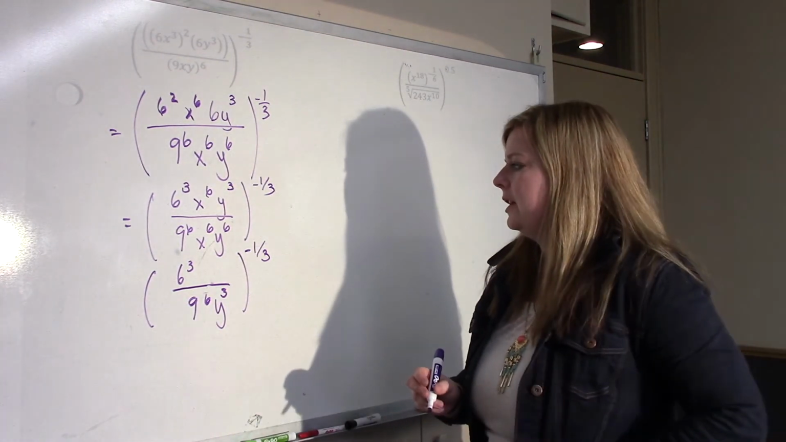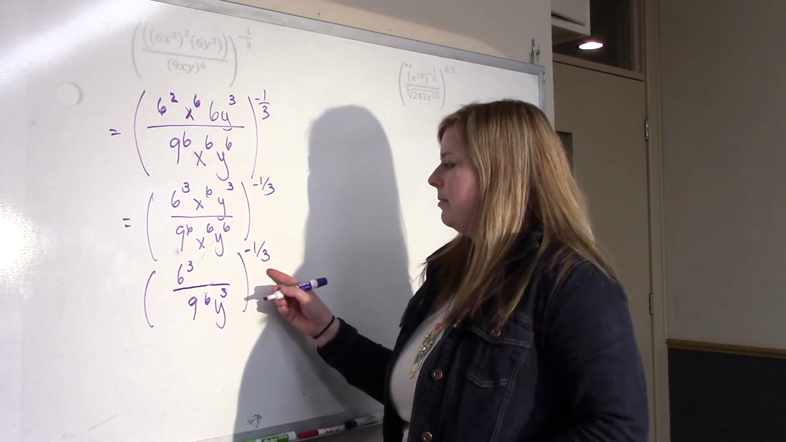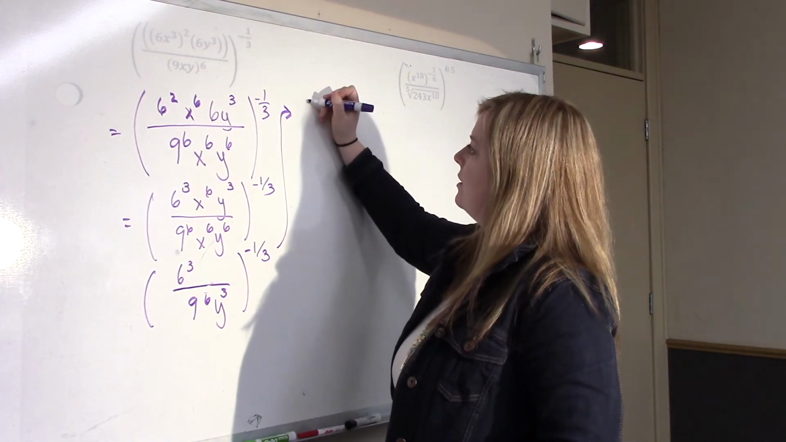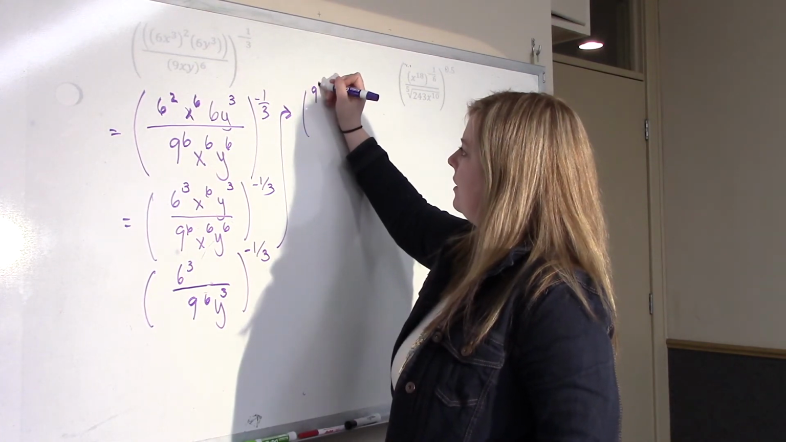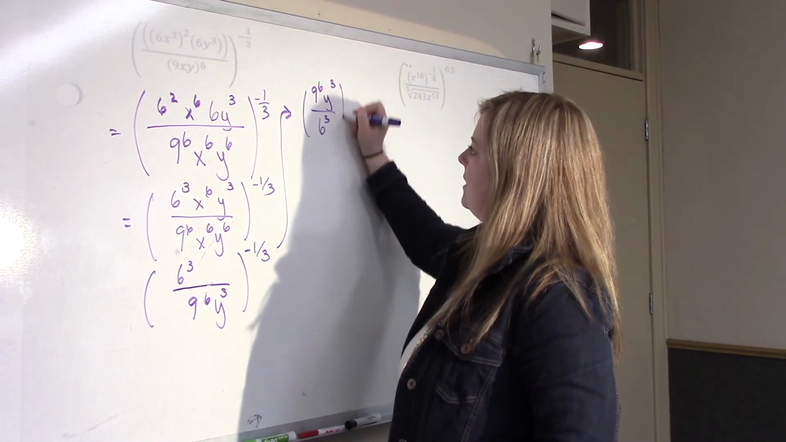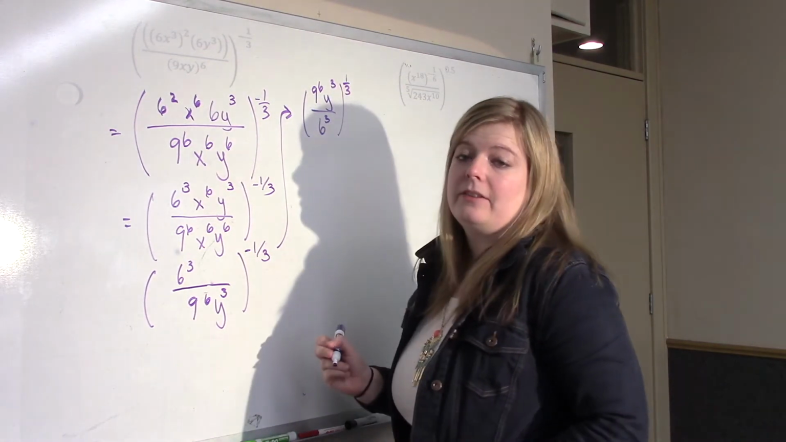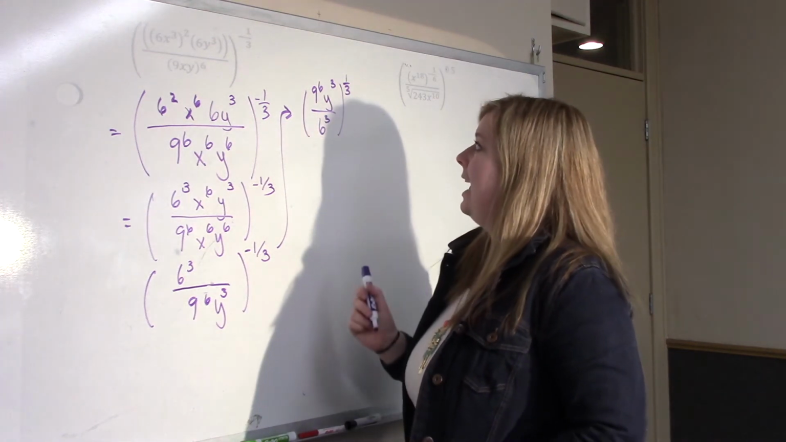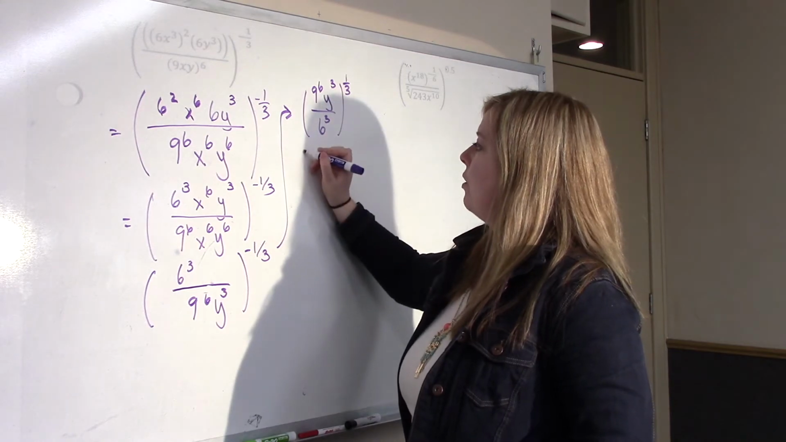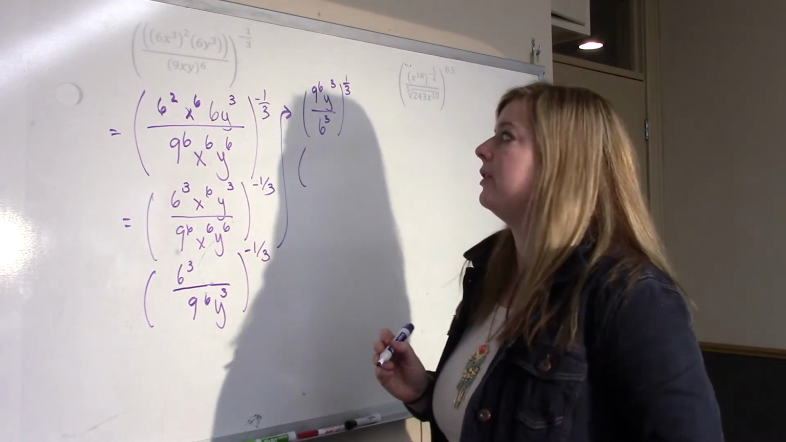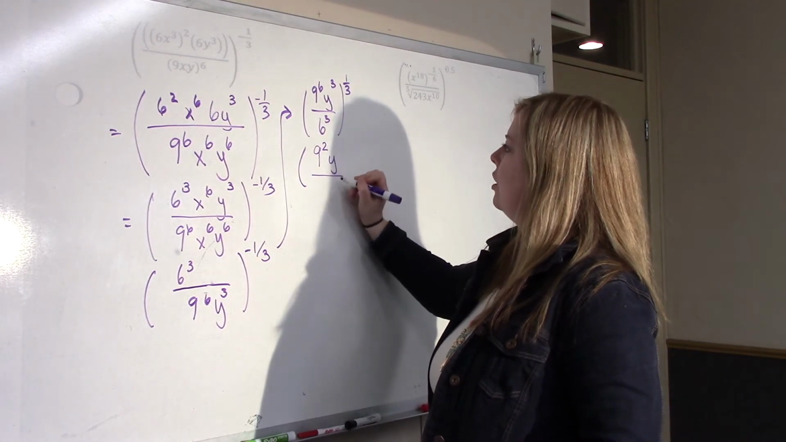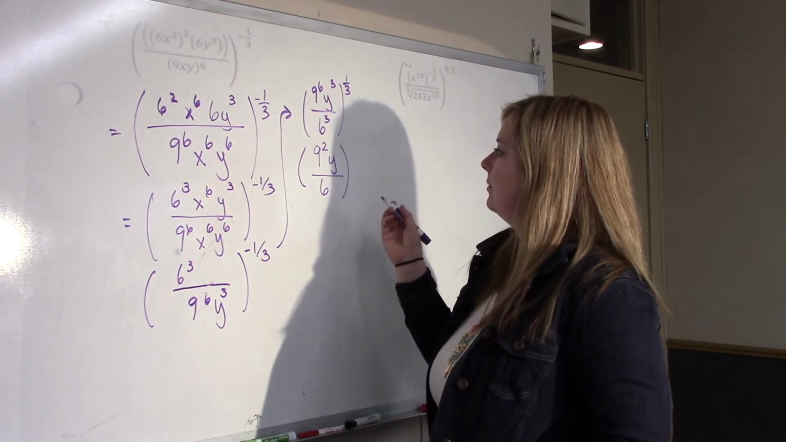So now I'm at the point where I can start applying this -1/3, so I'm going to move it up here. First I'm going to switch the numerator and the denominator. That got rid of the negative exponent. And now I'm going to take everything to the third root, so I just multiply the exponents by 1/3. That gives me 9 squared times y all over just 6.